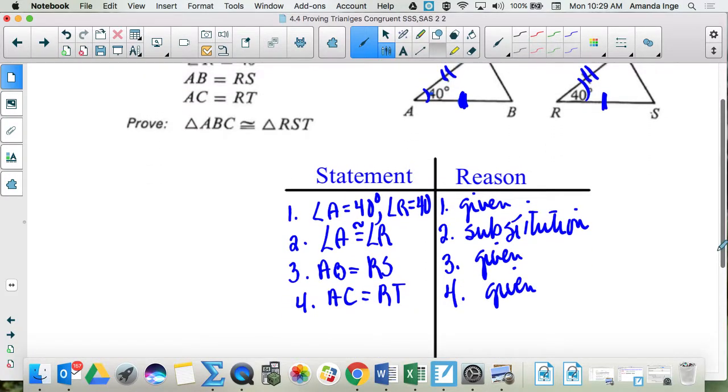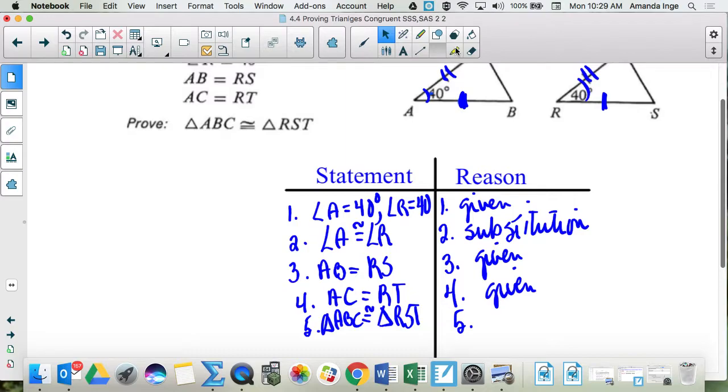So how are we going to say that triangle ABC is congruent to triangle RST? Well, once again, if you go back here and look at what you got and point to it, you got a side, an angle, and a side.